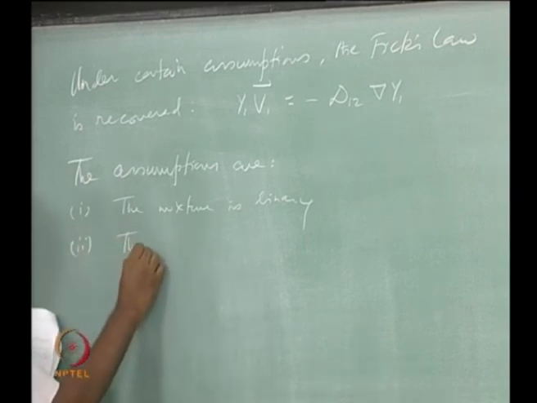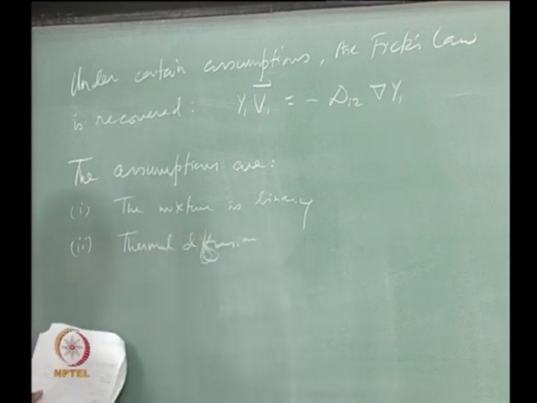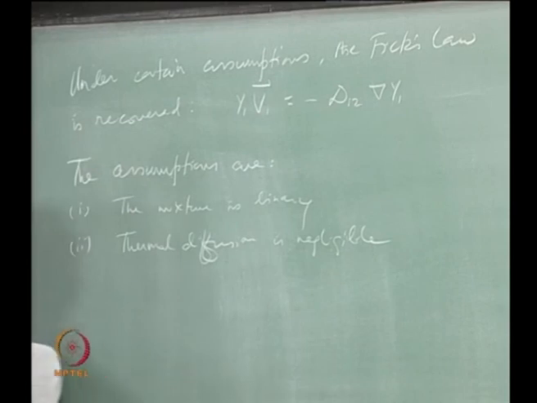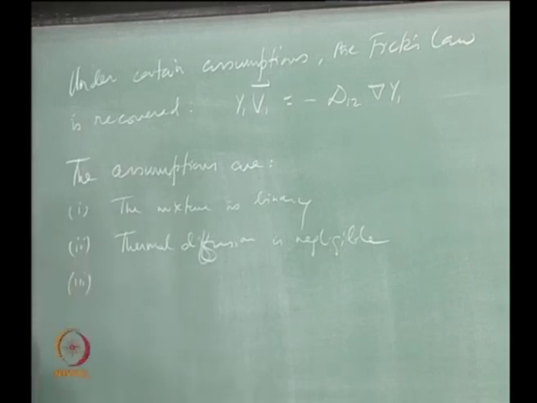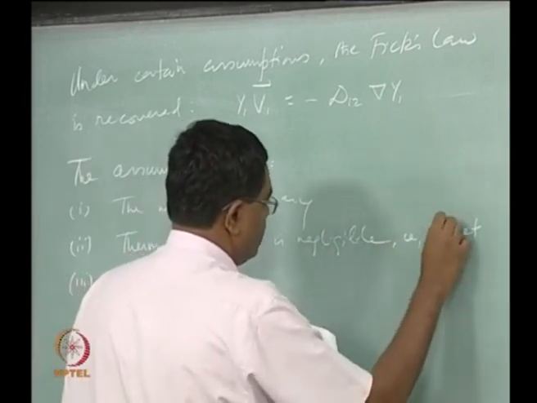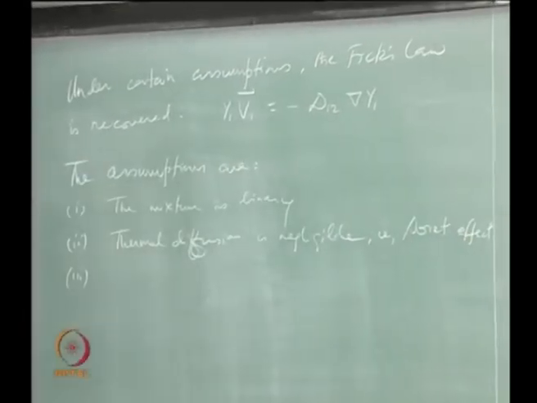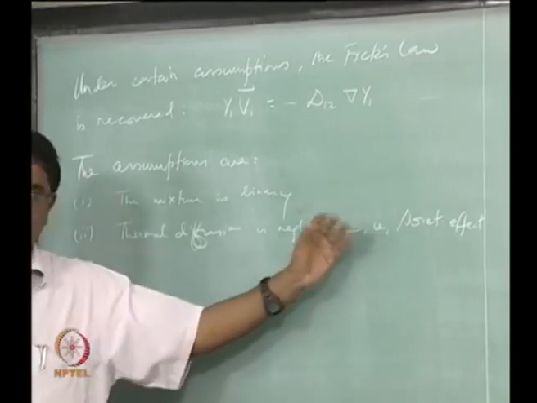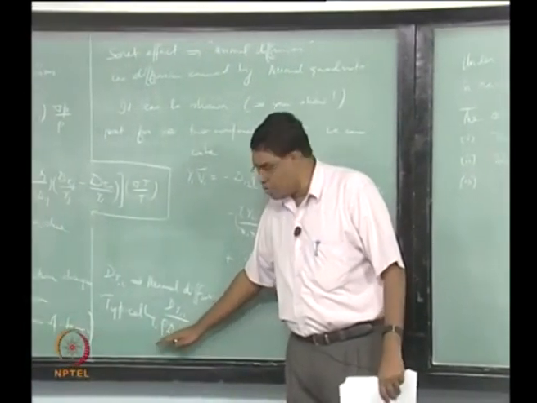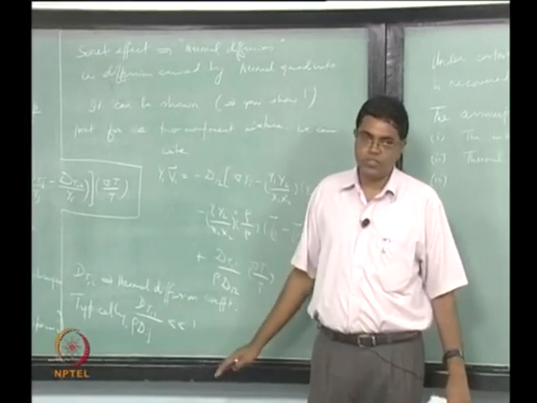Two, the thermal diffusion is negligible. That's the Soret effect. In whatever we do in our class, we will always be pretty much assuming that the Soret effect is negligible, because D_T,i divided by rho D_ij is much less than 1. We won't worry about it for most of the conditions. Okay.